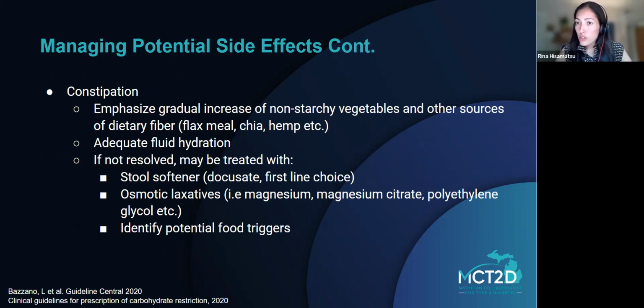If that strategy has not worked or if constipation is not resolved through this intervention, the next step would be to look into laxatives, stool softeners, or even identifying potential food triggers. So individualized counseling will be needed in order to identify potential food sensitivities that a patient might have, for example, dairy, cheeses, or nuts as well.